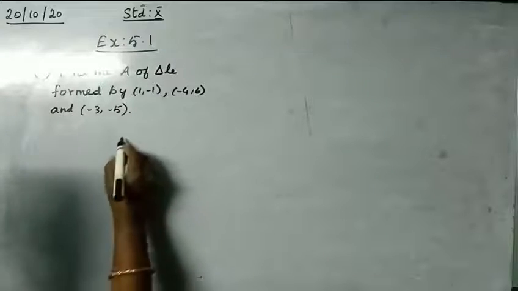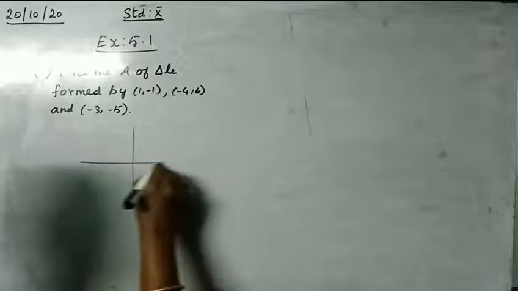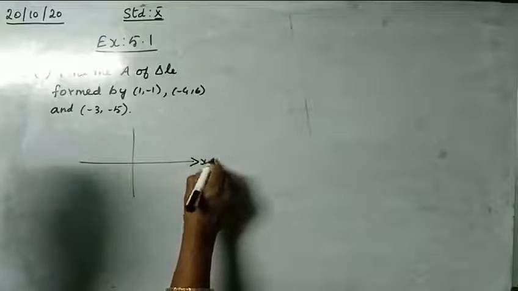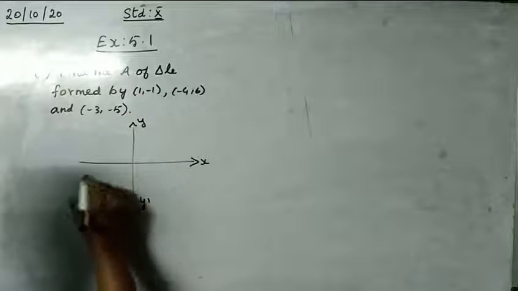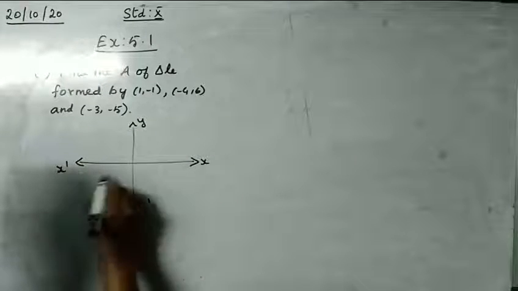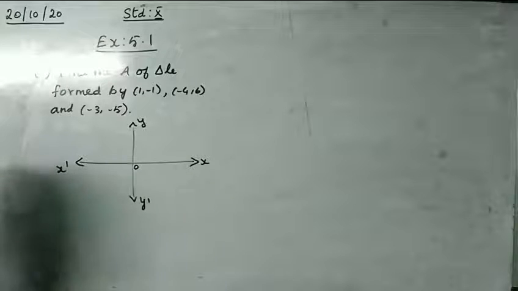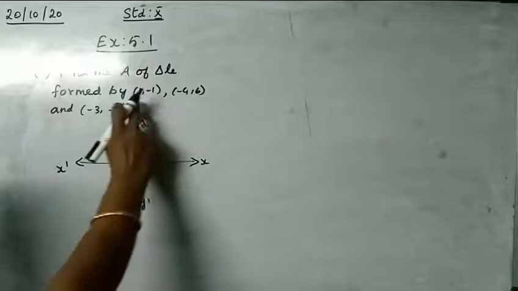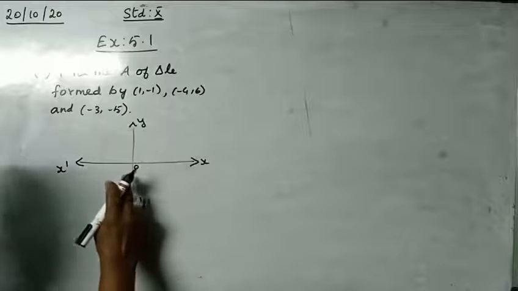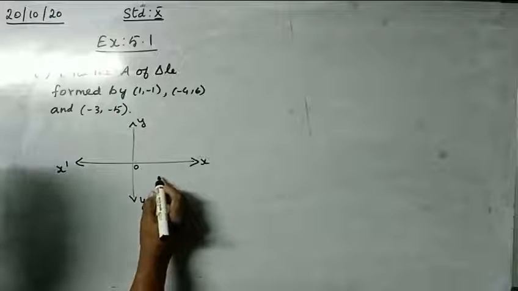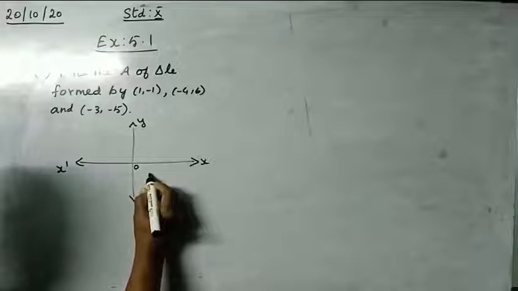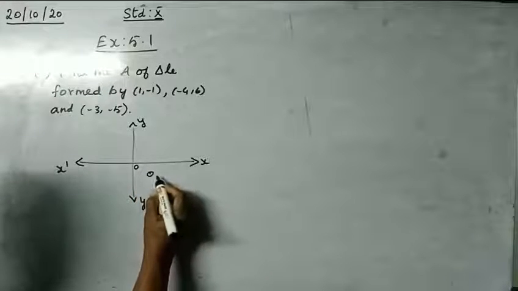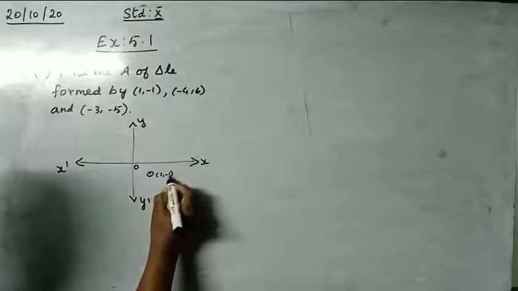Let us first trace the triangle in a coordinate system. Say it is x and y, y dash and x dash. This is the origin O. Now (1, -1) definitely lies in the fourth quadrant. So 1 and -1 are here. So this is the point (1, -1).